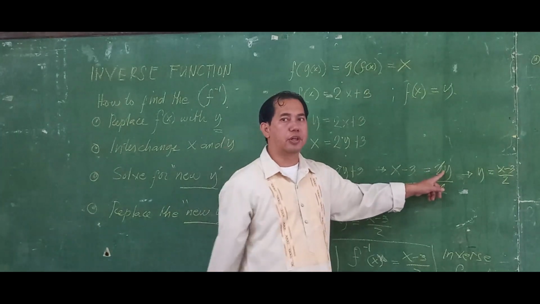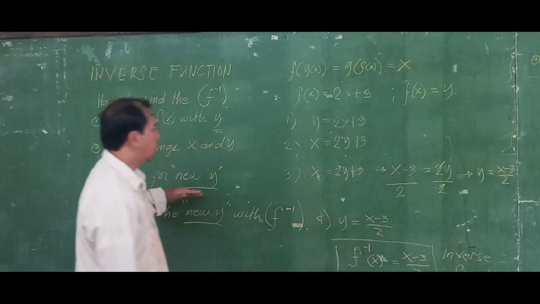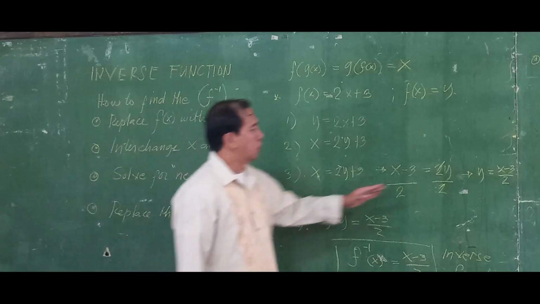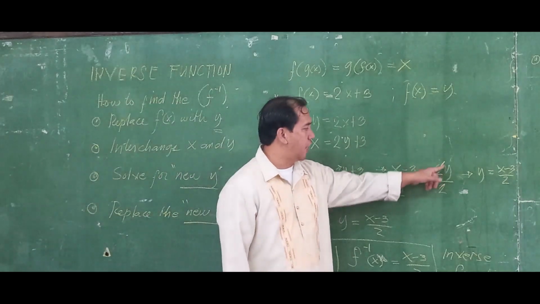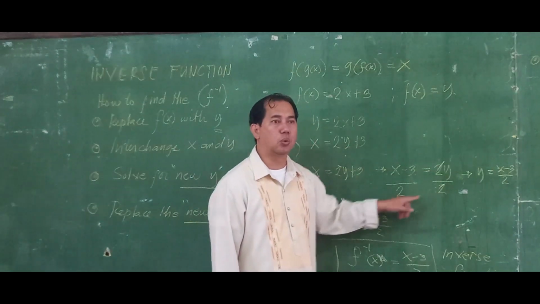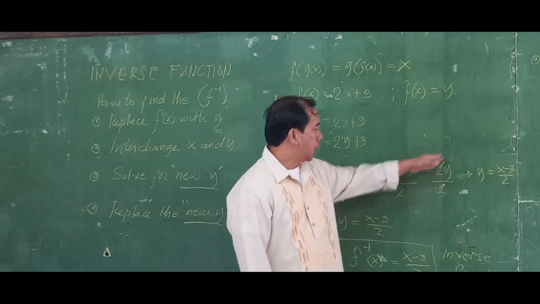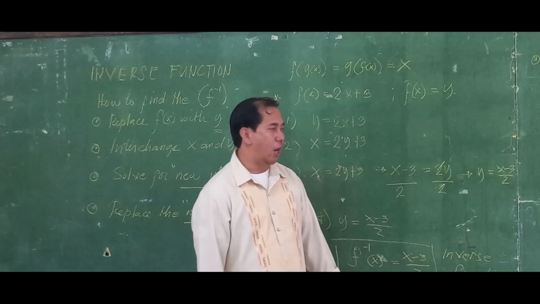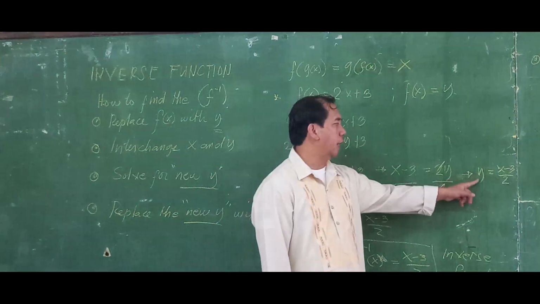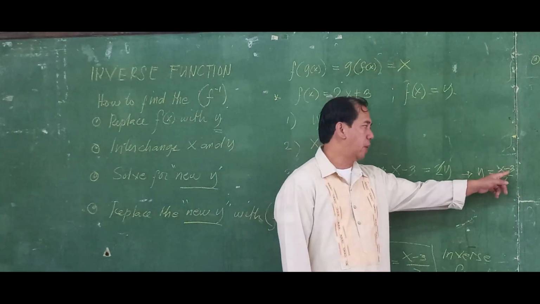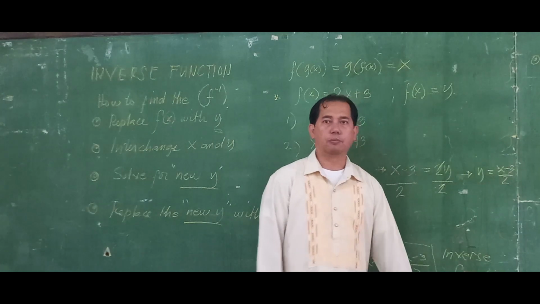But we are looking for the value of new y. So I have to isolate your y by dividing both sides by 2. Okay? Both sides by 2. And so that is cancelled, or divided into 1. And so it will give you now y is equal to x minus 3 over 2.